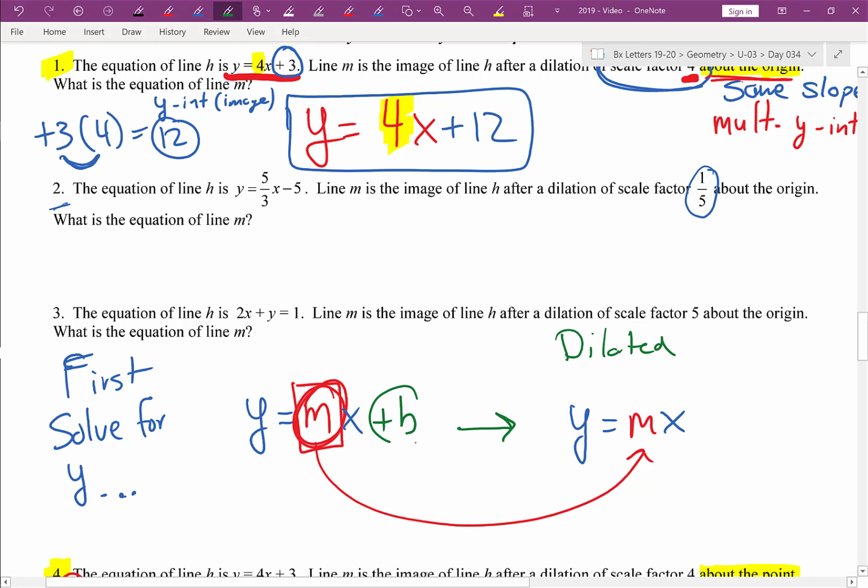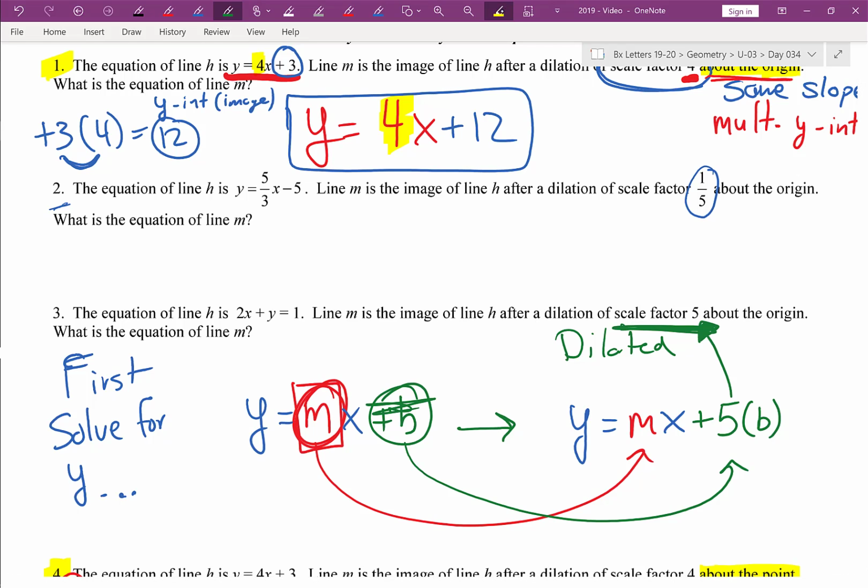And then this y-intercept, yeah, it's going to go at the end, but it's going to get multiplied by your scale factor. So it's going to be times your scale factor. And in this case, it will be 5 times whatever you found for the original y-intercept. Okay.